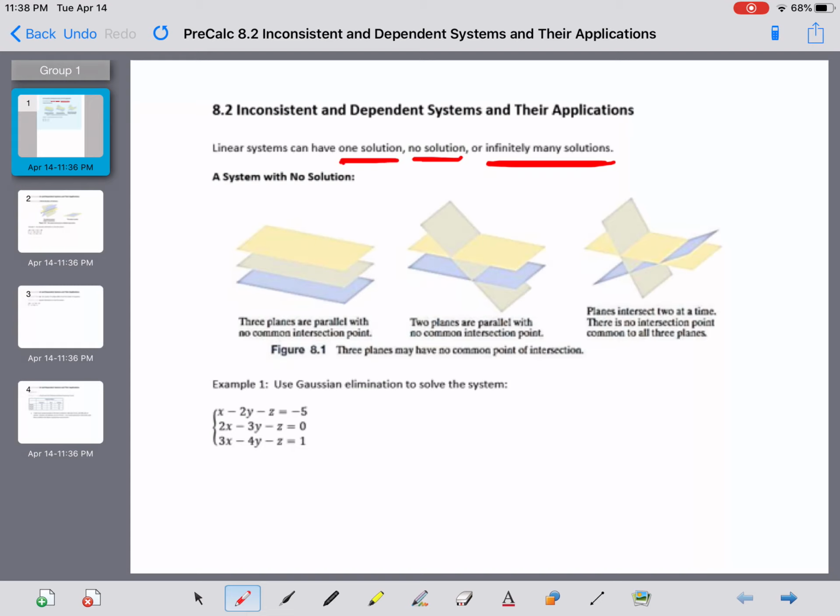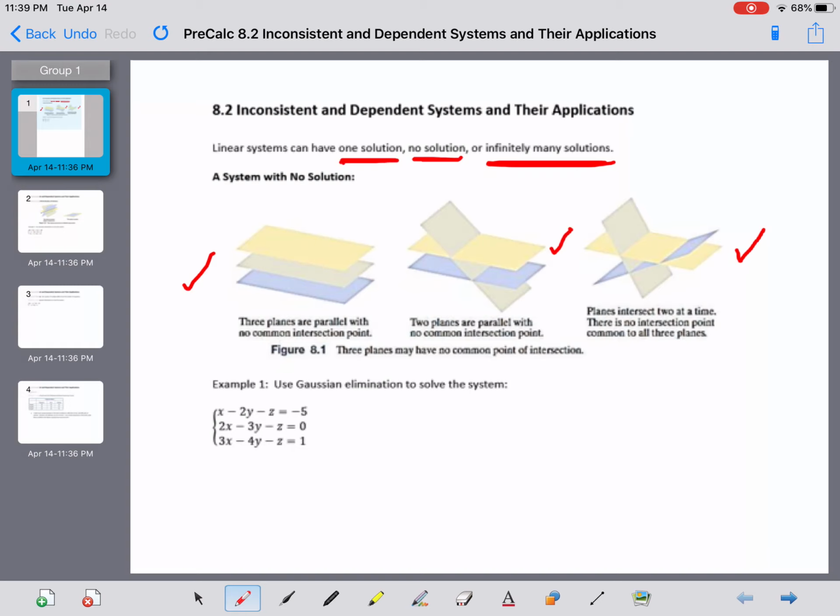If you happen to have 3 planes, because that's what we get when we have 3 variables, a 3-dimensional picture, and the 3 planes are exactly parallel to each other, we're going to have no solution. Now notice on the second example, we have 2 planes that are parallel and one cuts through. But because of that, there's no one point that all 3 planes share at the same time, and that's why there's also no solution. Or if our 3 planes intersect, but they don't all intersect at the same point, then we have no solution as well. So there's 3 different scenarios where you can have no solution.